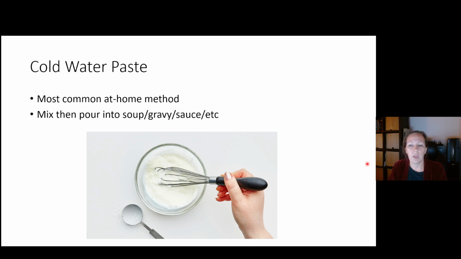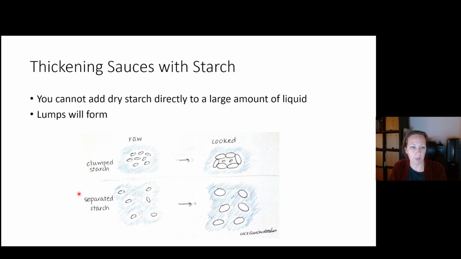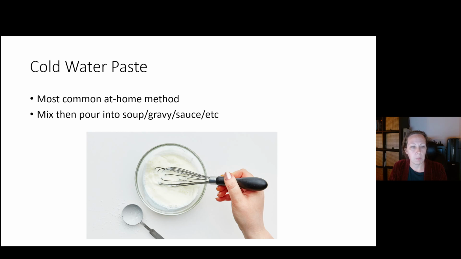Okay, so next we'll go through 3 different methods to achieve this down here with the starch being separated. The most common at-home method that you've probably used if you've helped cook at home, or you've seen your mom use, is the cold water paste method.